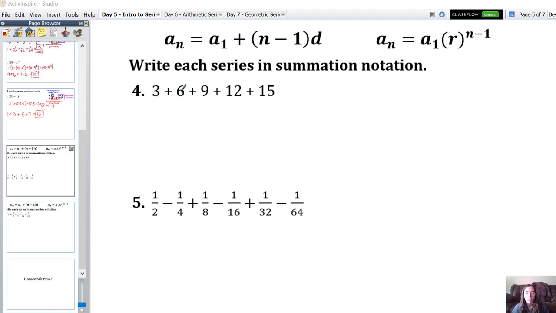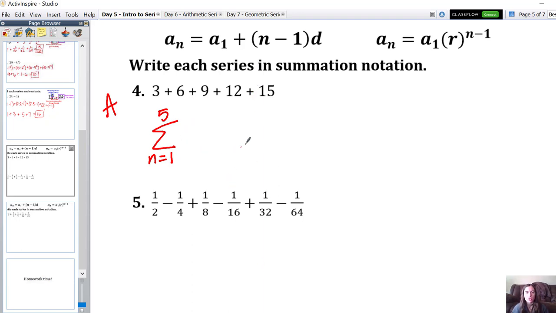From 3 to 6 we add 3, from 6 to 9 we add 3, add 3, add 3. So this one is arithmetic. So I'm going to start by putting my summation, and since these are sequences that we're familiar with, I'm going to start with an n value of 1. I'm going to work my way up to the n value of 5 because there are 1, 2, 3, 4, 5 terms in this series.